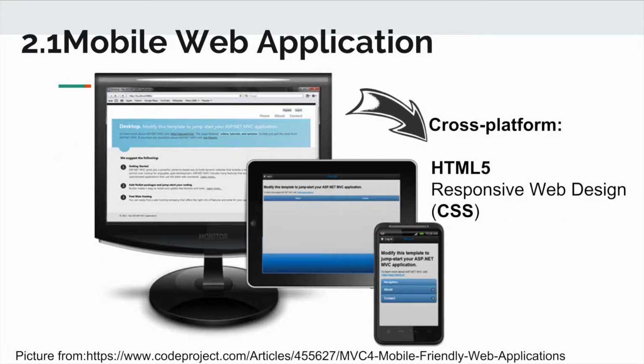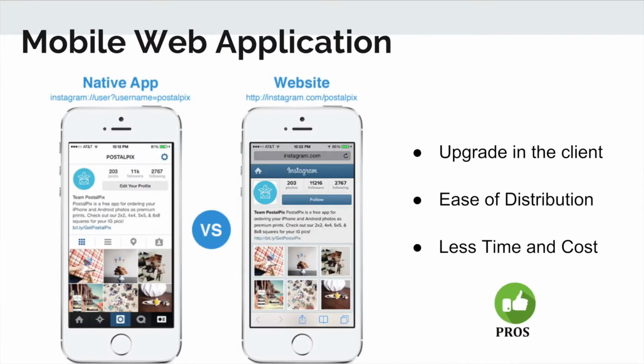First, we look at the mobile web applications. It refers to the application that uses an embedded web browser to access and display content from a website. Developers use HTML5 and CSS to automatically make web pages render well on mobile devices, making it easier to port applications between the platforms. So here, we show a picture of the native application versus the website application of Instagram.